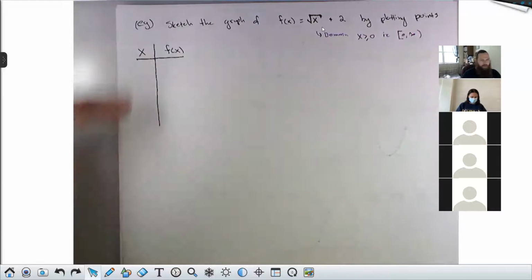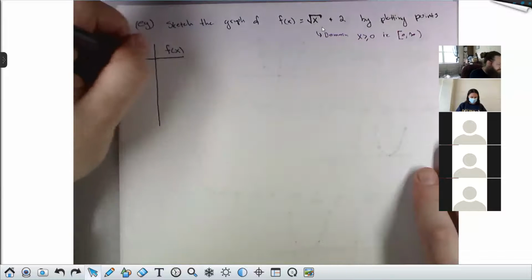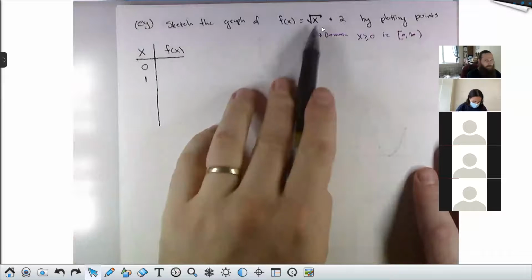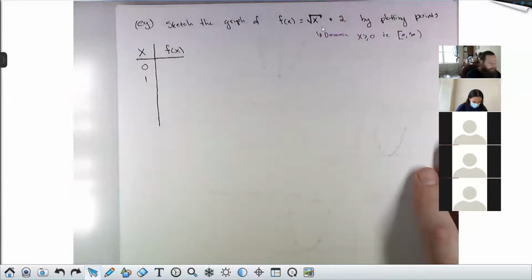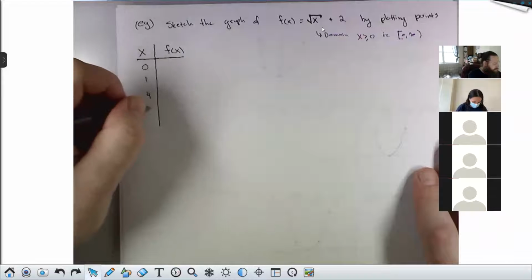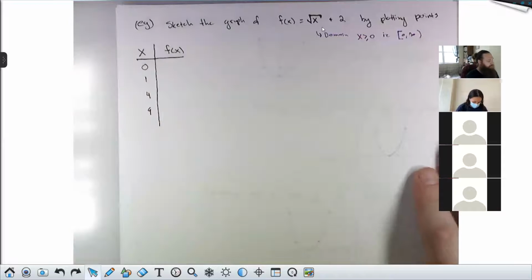So I'm not going to go plugging in negative numbers here. I'll just start at 0. I'm also going to use perfect squares because I know the first step I need to do in plugging in here is take the square root. So I'm going to skip over 2 and 3, go to 4, and then 9.